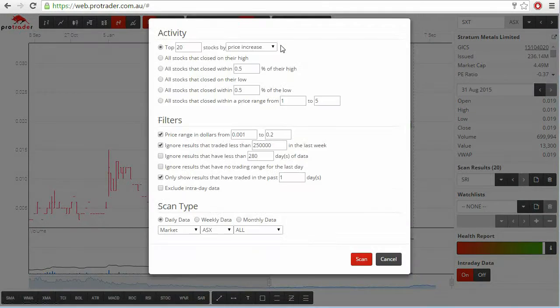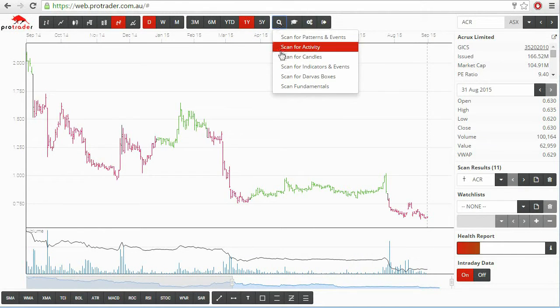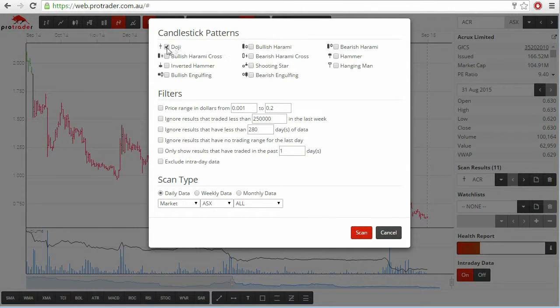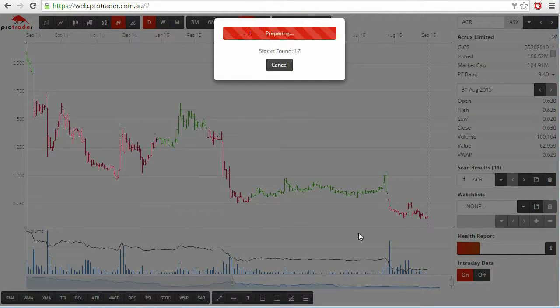For example, I might want to scan for the top 20 stocks by volume, by price increase, by percentage price increase, or by market capitalization. I can also scan for all stocks that closed on their high or on their low. You can also scan for a number of candlestick patterns, including dojis, harami crosses, shooting stars, hammers, hanging mans, and more. These patterns have been in use for hundreds of years.